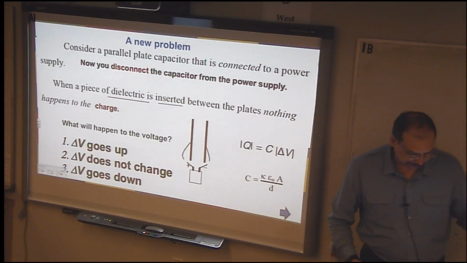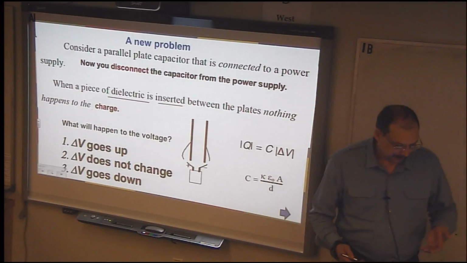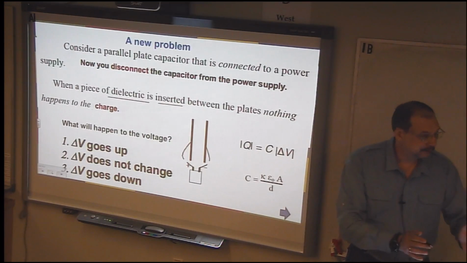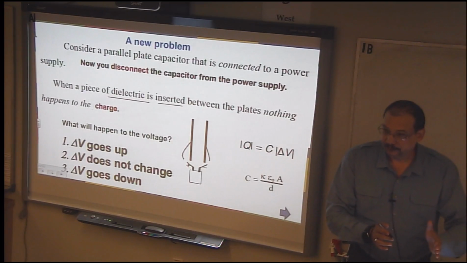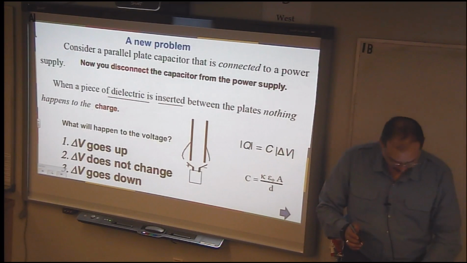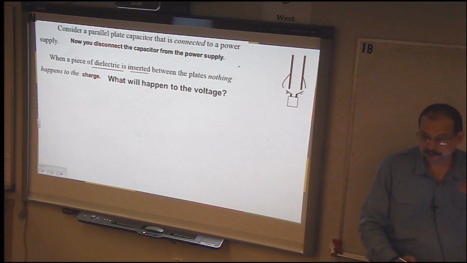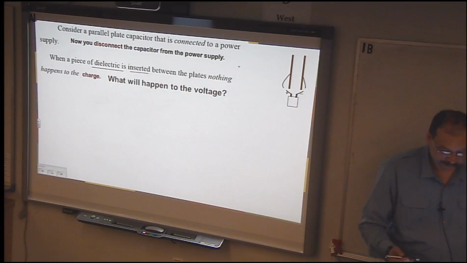Now, if we disconnect the battery and then insert the dielectric, what should be happening now? Well, what is the first question to ask? And what does not change? If we disconnect it from a source, what does not change? The charge. That's it. That's how we reason every time. The first question: what does not change?